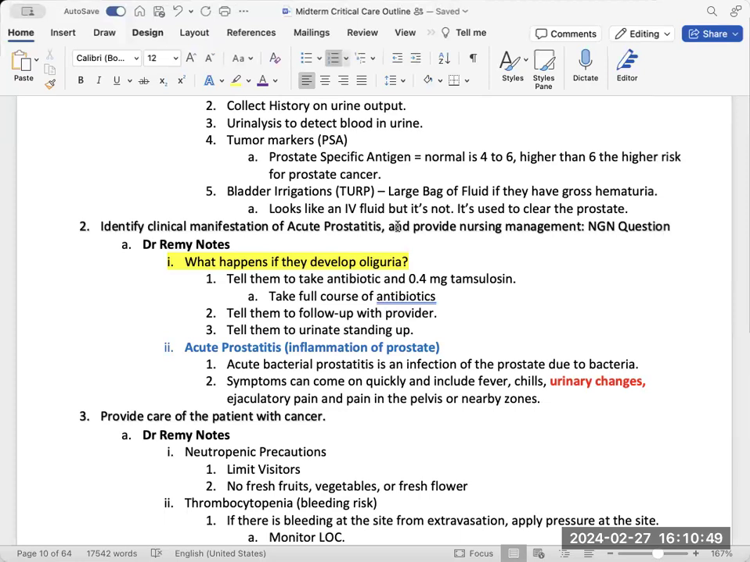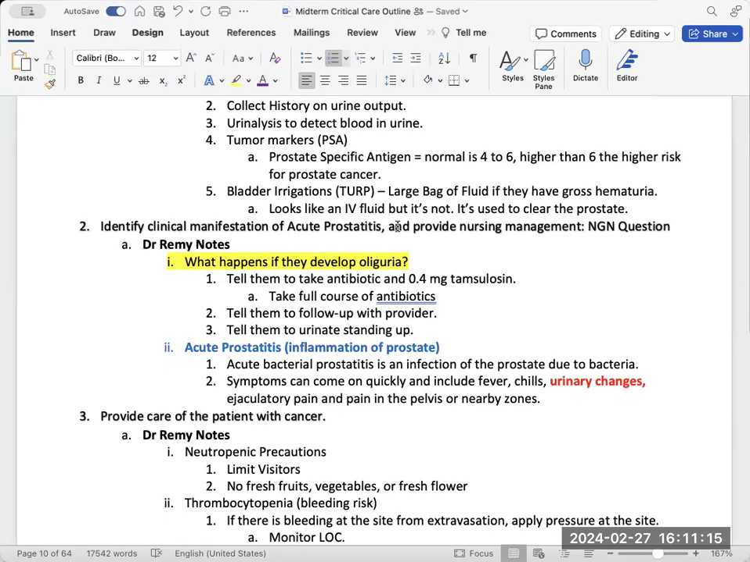So there's some sort of bacterial infection that causes inflammation of the prostate, which is going to also include fever and chills, right? Because it's an infection. Urinary changes still. So if we're still having problems with urinary changes, they're still at risk for oliguria, we want to, one, give them antibiotics. Why? Because it's a bacterial infection.